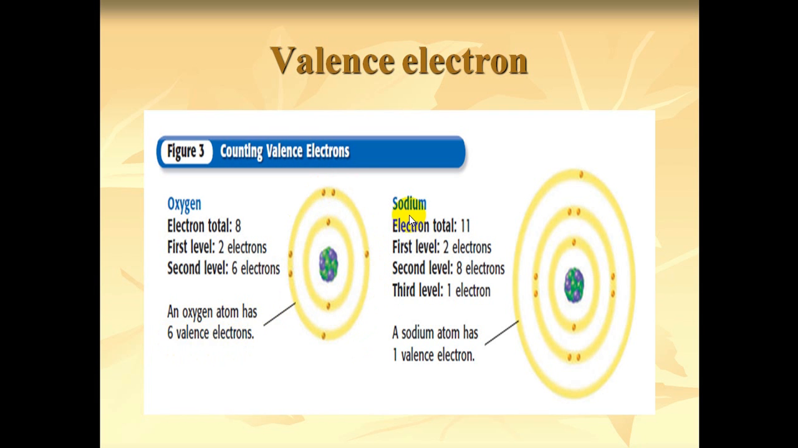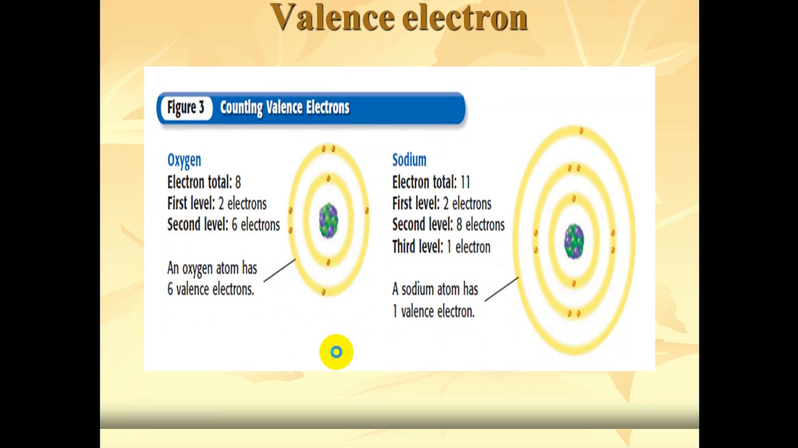Understand? Right, let's go to the other side for sodium. The sodium has 11 electrons. As we said, the first shell will carry 2, the second shell will carry 8, and 2 plus 8 is 10, so how many are left? 1, so we will keep the 1 on the outer shell. So the sodium atom has 1 valency electron. So again, valency electrons are the electrons in the outermost shell, or the outermost energy level.